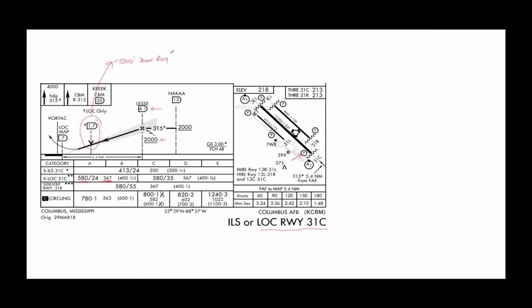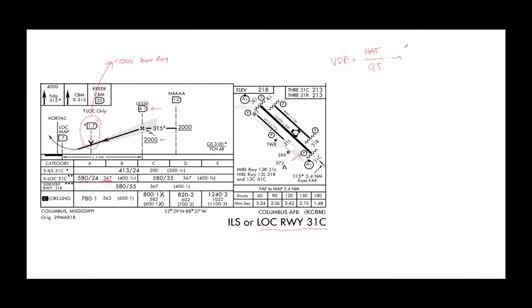Now you may find some non-precision approaches that don't have a VDP already published. So let's go ahead and calculate one as if this approach didn't. So for our VDP, we usually calculate it based off of a 3-degree glide slope, in which case we'll use our height above touchdown over our glide slope. Remember the old Gus wears a hat acronym or saying.